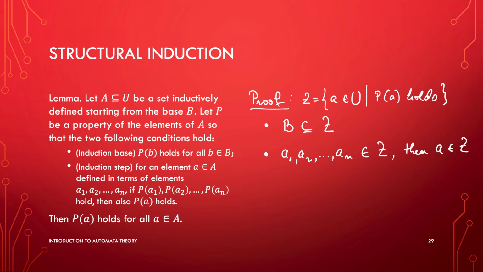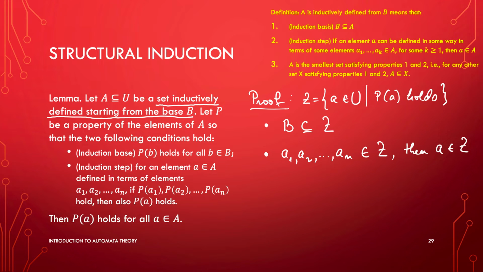So I just want to recall what it means that A is a set inductively defined starting from base B, and this is going to be the crucial argument in this proof. I'm just going to recall what this part of the lemma means. So what is it that we get when we know that A is inductively defined starting from base B? This is the definition of an inductively defined set.